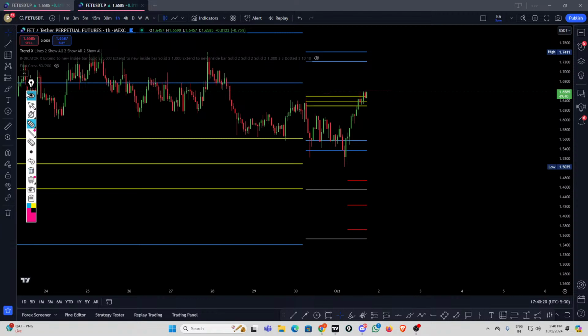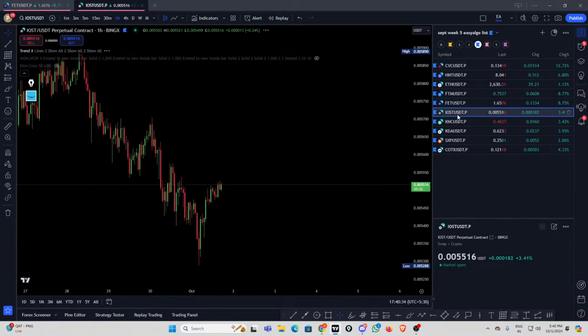Okay, I'll just mark the zone and give it to you guys here. We'll wait. So let's come back to the zone, then from here we'll try our trades. All right, so we'll move on to the next token.